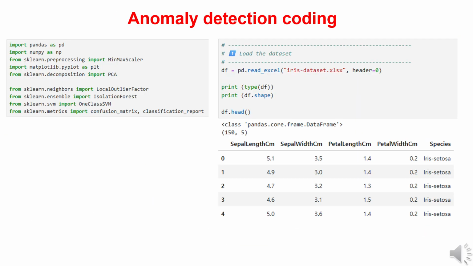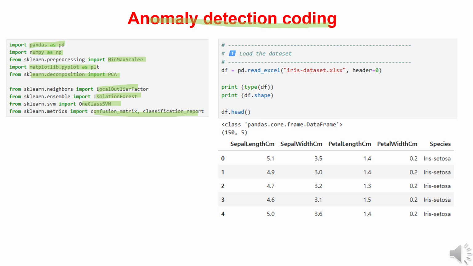Then let's implement the three outlier detection algorithms using code. First, we import the necessary libraries: NumPy, Pandas, and min-max scaler for data normalization. We'll also bring in matplotlib for visualization and PCA from scikit-learn for dimensionality reduction. In addition, we import three outlier detection algorithms: local outlier factor, isolation forest, and one-class SVM, along with evaluation metrics such as the confusion matrix to assess their performance.